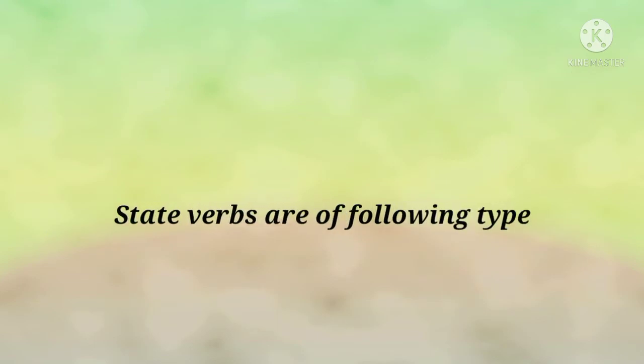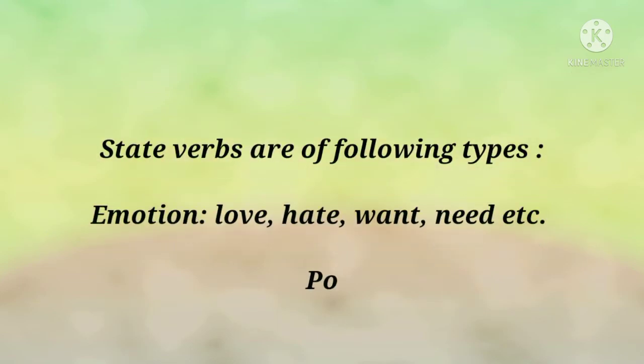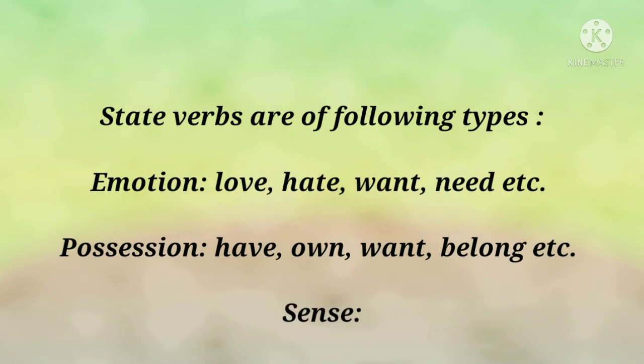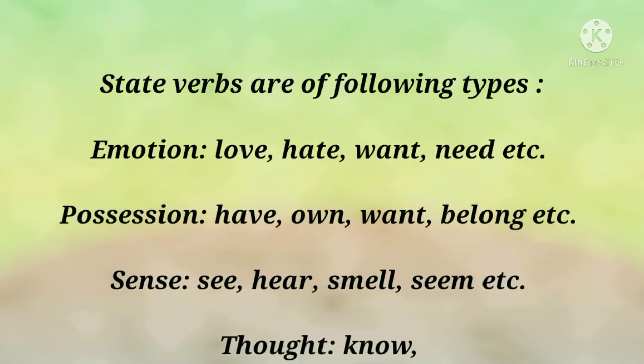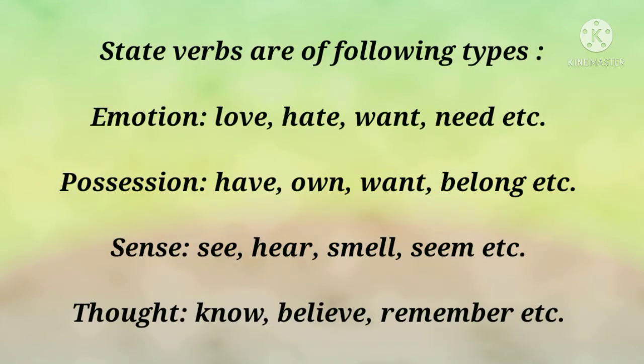Children, state verbs are of following types. First, emotion. It includes love, hate, want, need, etc. Next, possession. Have, own, want, belong, etc. Third is sense. See, hear, smell, seem, etc. And fourth, thought. It includes know, believe, remember, etc.